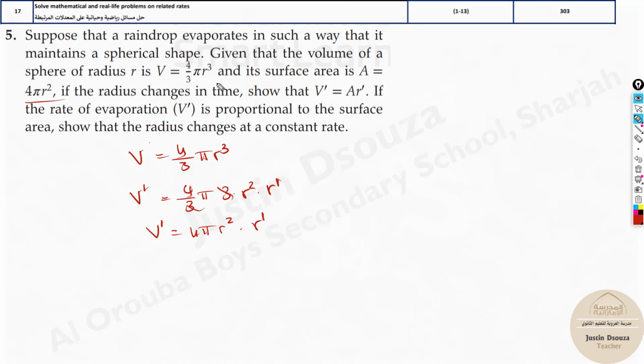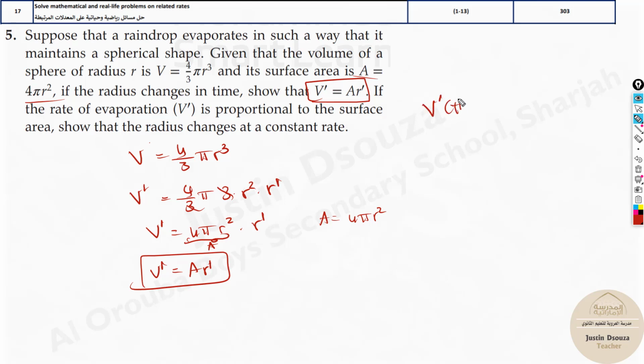Now let's see what the area is. Can you see this area formula is given? Area is equal to 4 pi r squared. So this much is A basically. So V dash is equal to A times r dash. And that is what we have been told to show, right? Yes, we have shown that V dash is equal to A times r dash. Now, if the rate of evaporation V dash is proportional to the surface area, what this means is V dash, with respect to time, is proportional to area with respect to time. Show that the radius changes at a constant rate.